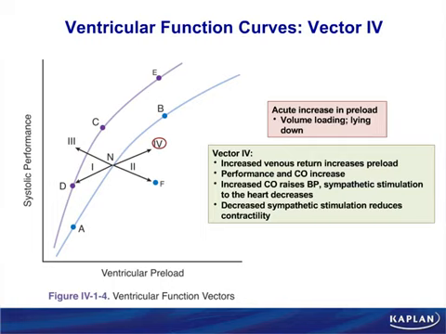And that's why if we ask the two simple questions, what happened to preload, what happened to performance? If they go in the same direction, the first event is Frank-Starling. If they go in opposite directions, then it's a change in contractility or a change in afterload.